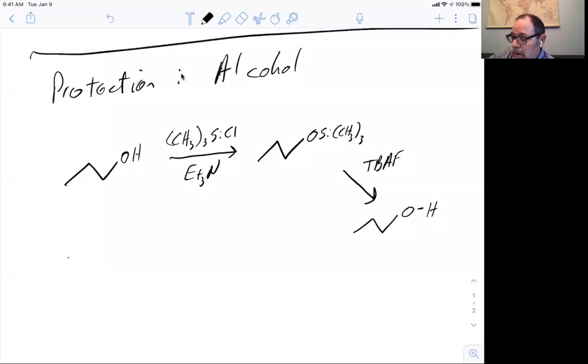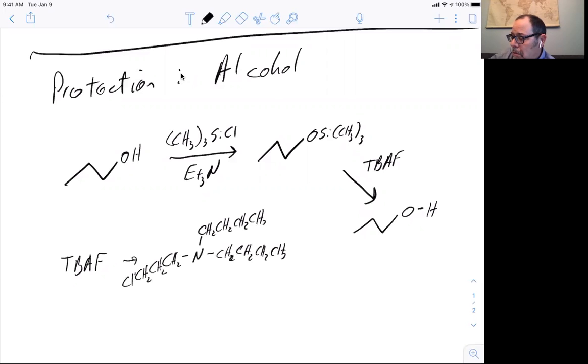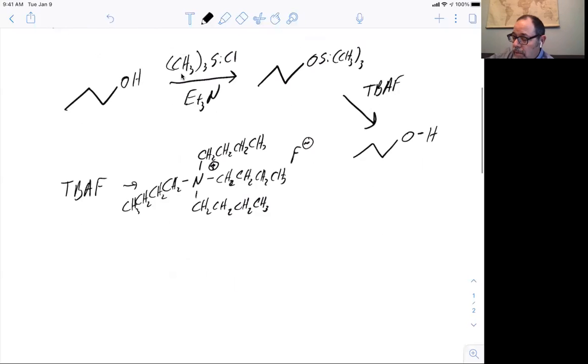The tert-butyl ammonium fluoride is actually the fluoride that we're working with, and it's the fluoride ion that's the most important part here. So this is a simple protecting group. Sometimes this is shown as TMS.